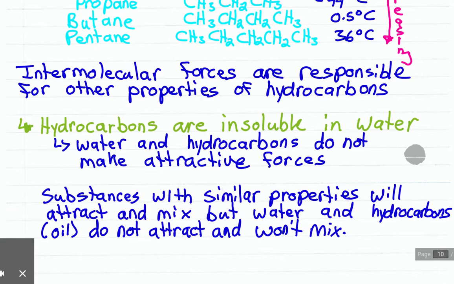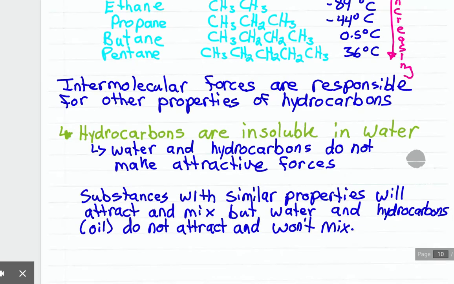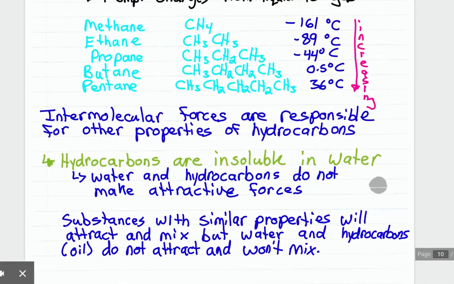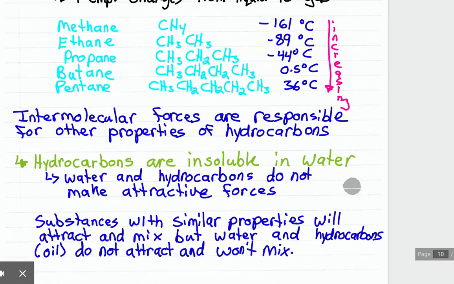So there it is. Substances with similar properties will attract and mix, but water and hydrocarbons do not attract and they won't mix. Okay, so we're going to look into more detail about why water and hydrocarbons will not make attractive forces, like what is exactly going on there. And we will look at that in more detail. But for now, it's just important to recognize that the big piece to take away from this is that our hydrocarbons, they're insoluble in water. So it means if you mix them in water, they're not going to mix.